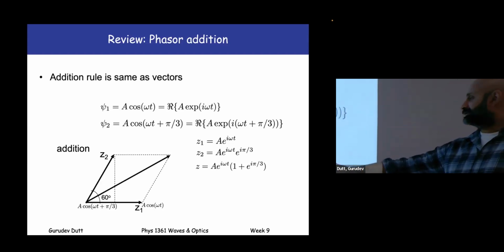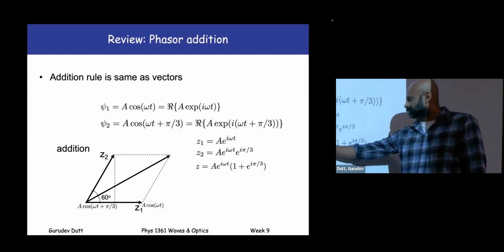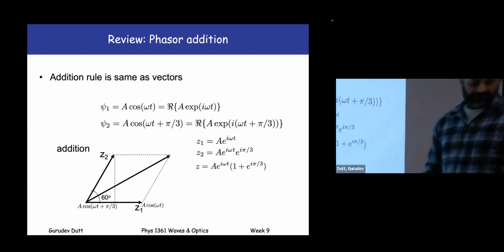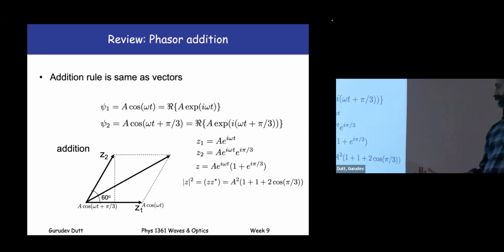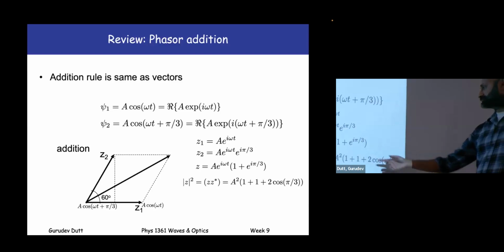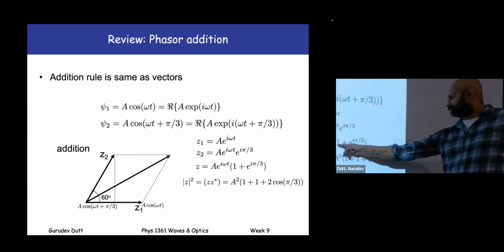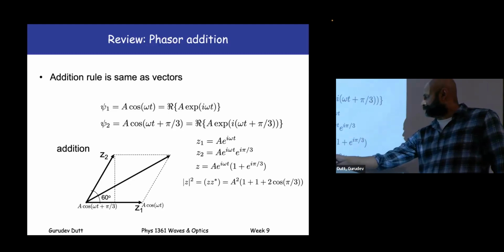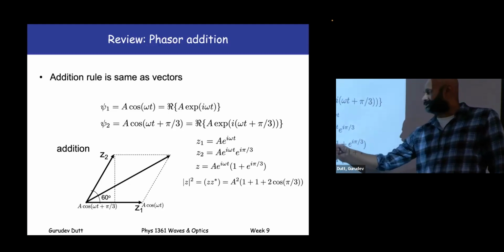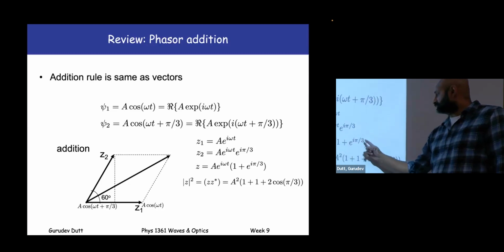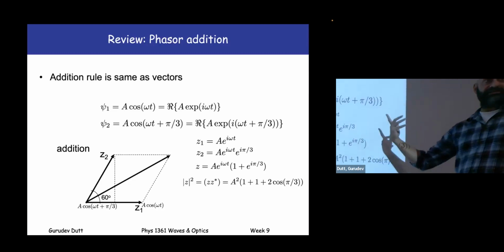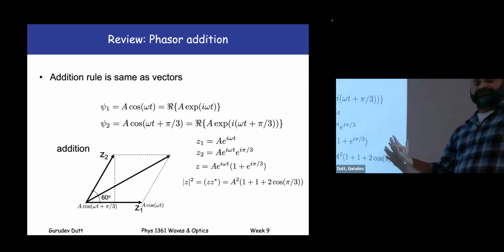And so to calculate, for example, the magnitude of this complex number, I would take itself and multiply it by its complex conjugate. Okay, so this is the complex conjugate. The e to the i omega t, its complex conjugate is e to the minus i omega t. So that cancels out or gives you 1. And then you get 1 plus e to the i pi over 3 and 1 plus e to the minus i pi over 3. So there'll be 4 terms there.